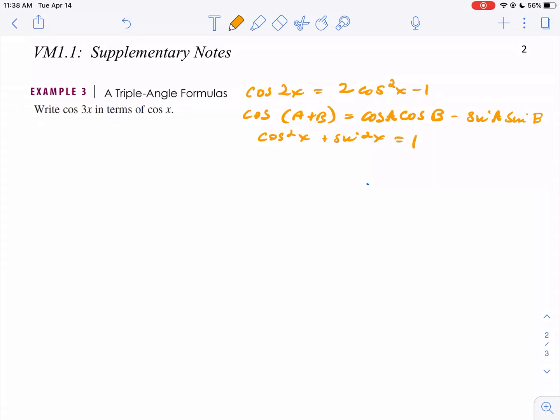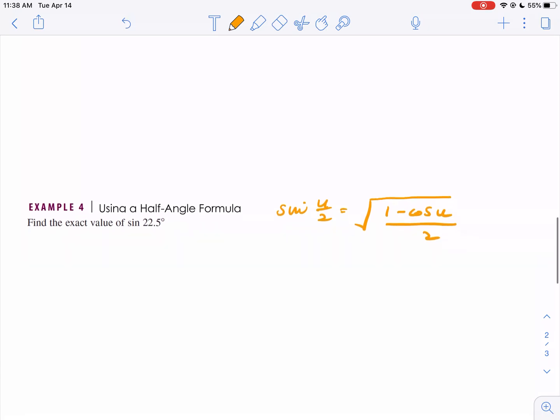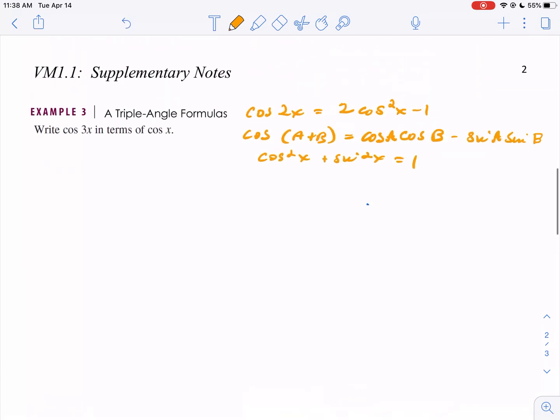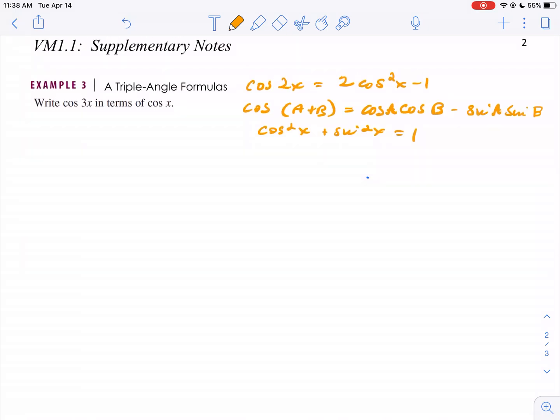Okay, let's go over the last two examples on the supplementary notes for Virtual Module 1.1. We have one example where we're going to talk about the triple angle formula for cosine, and then we have another one where we're going to be using the half angle formula. So I've gone ahead and written the formulas in ahead of time that we're going to use, but I did want to say one thing about this one here.